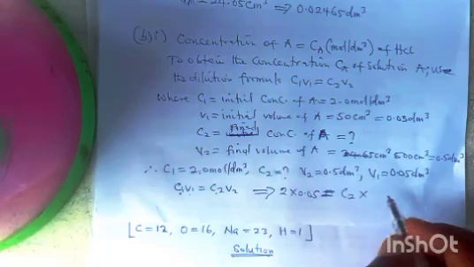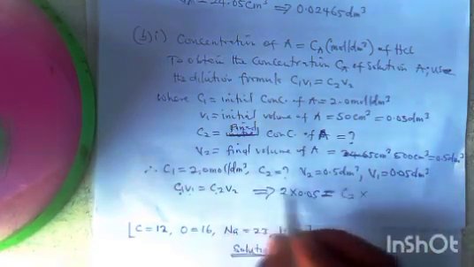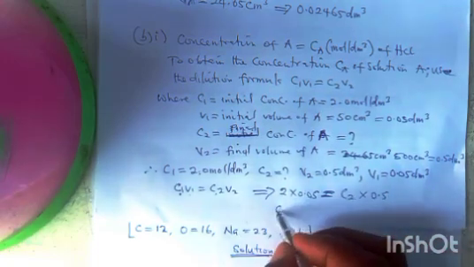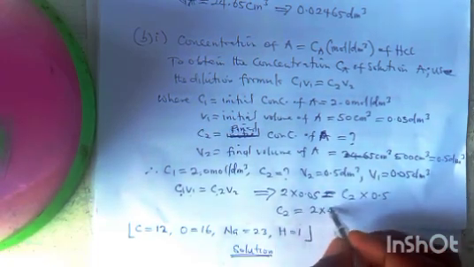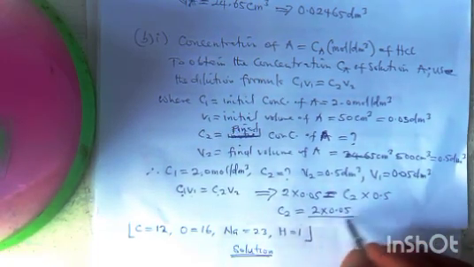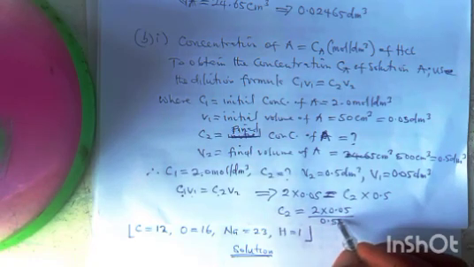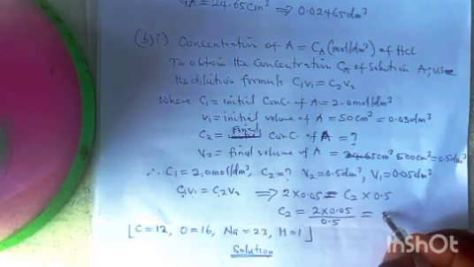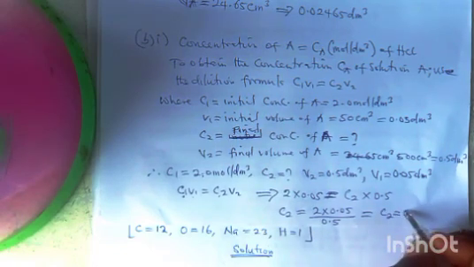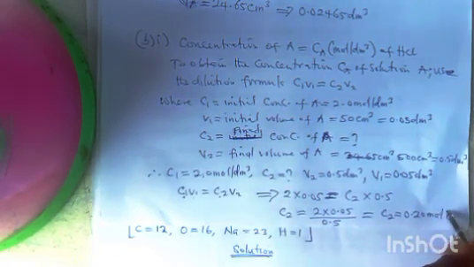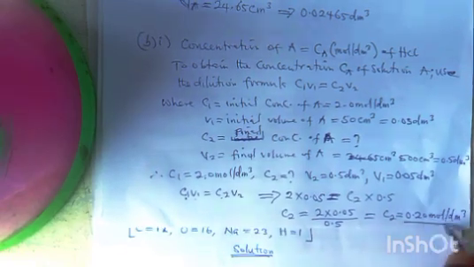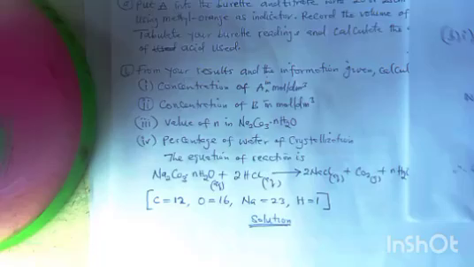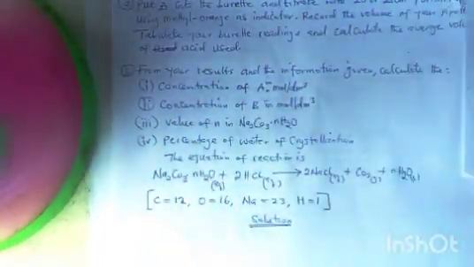We are looking for the concentration of A times our V2. What is our V2? 0.5. Therefore, C2 is equal to 2 times 0.05 divided by 0.5. This is going to give us C2 equal to 0.20 mol/dm³. So this one is for the I. We have done the I, which is the concentration of A in mol/dm³.